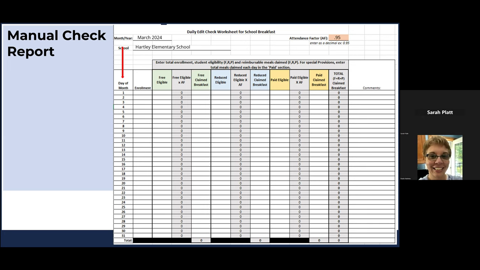You're then going to have the day. You'll notice the day of the month along the left-hand side. And if you have, or you will have weekends in there, you would just leave that date blank for any weekends or school vacations or non-school days.